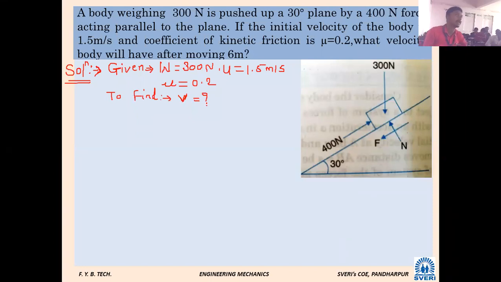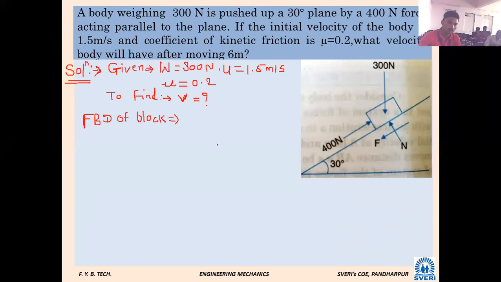As we discussed, if we need acceleration, go to D'Alembert. If we need any velocity or displacement, go to work energy. Let us see. Is it possible for you to solve this? Or is it required to go for FBD? FBD of the block. I will draw here.